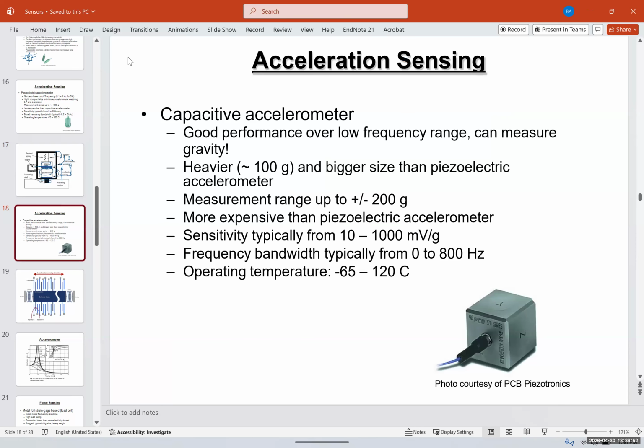Another type of acceleration sensor we are using is called the capacitive accelerometer. This has very good performance over low frequency range and can measure gravity. So a gyro is actually a type of accelerometer. And the way that these gyro systems work is, can you give me an example why we use gyroscopes and gyros? Where do we use them?